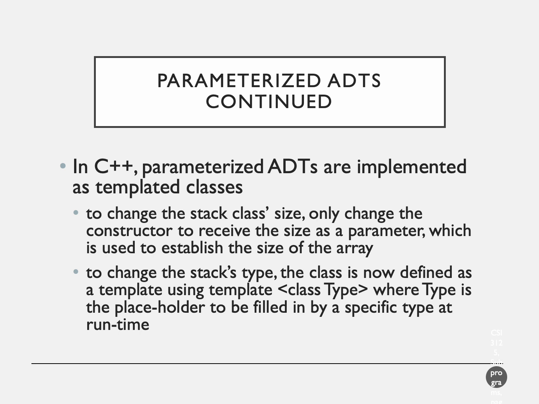On the other hand, if we want to change the data type stored in the stack, we define the class as a template using template class type. Here, type is a placeholder that can be replaced by a specific data type like integer, float, or even a custom class when the template is instantiated. And this approach gives C++ strong support for generic programming, allowing the same class to be reused across multiple data types and sizes efficiently.